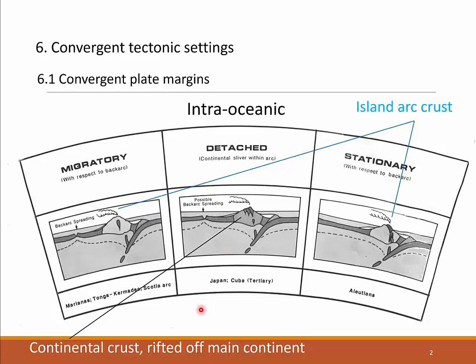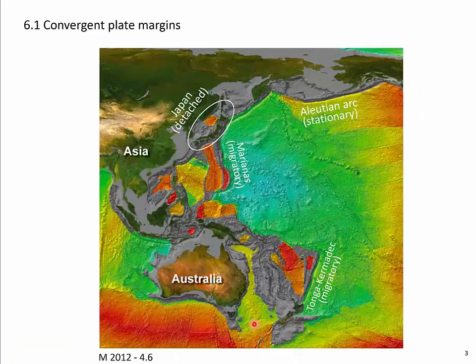Examples for these are mentioned here: the Marianas, Tonga, Kermadec, and the Scotia arc. Japan, of course, is an important example for a detached setting. The Aleutians are stationary, and here we see a map where we can find these places.